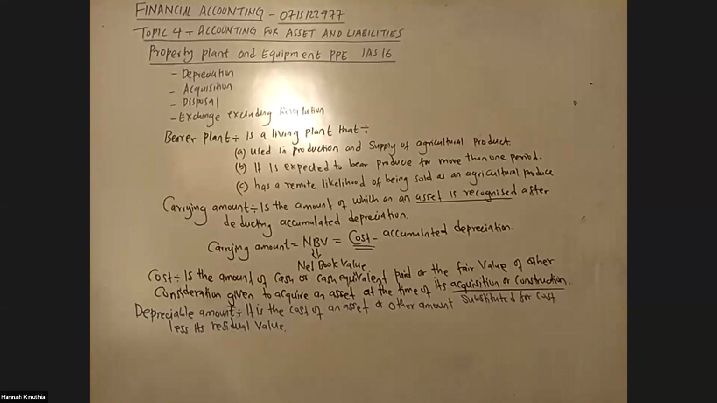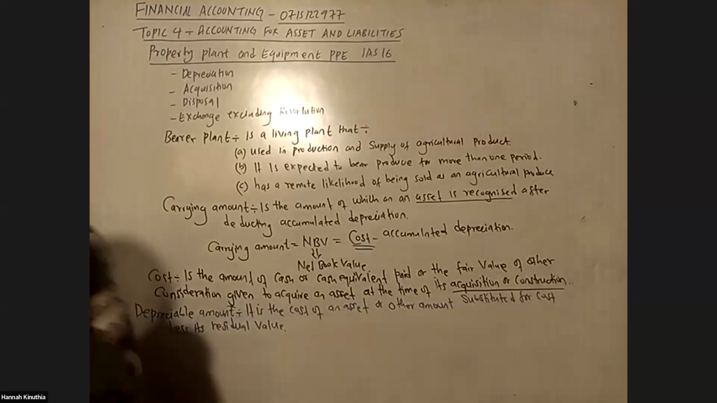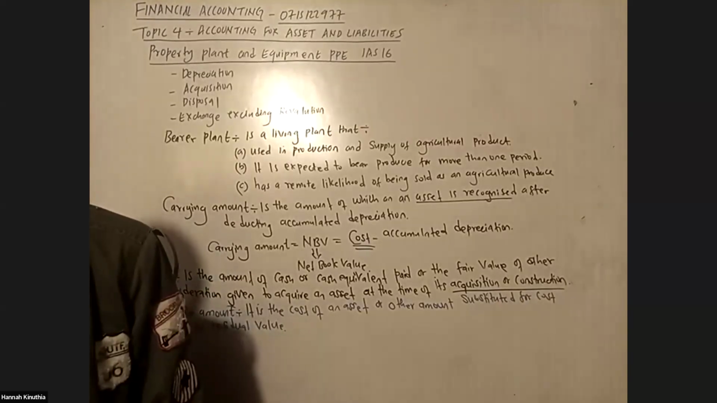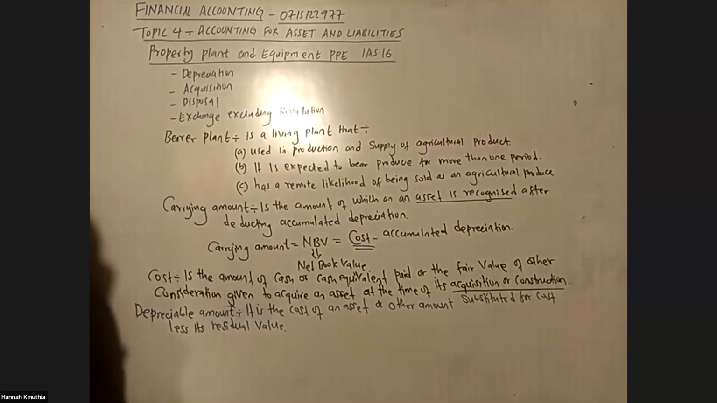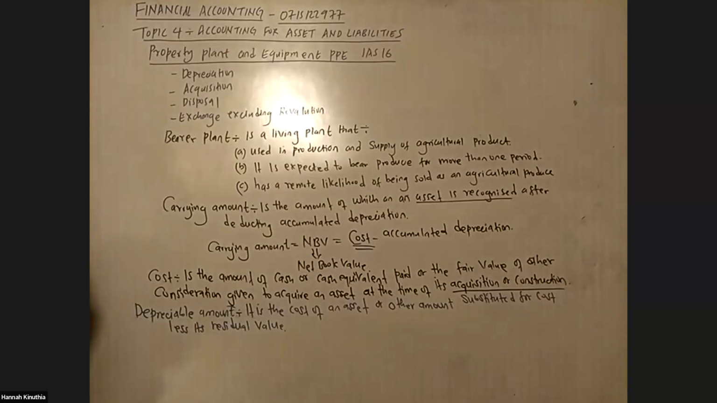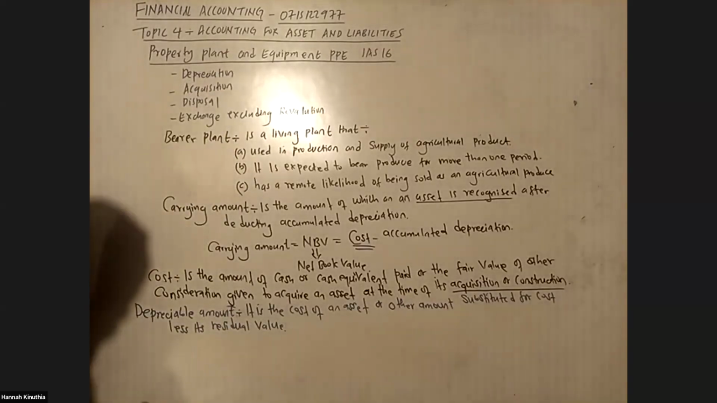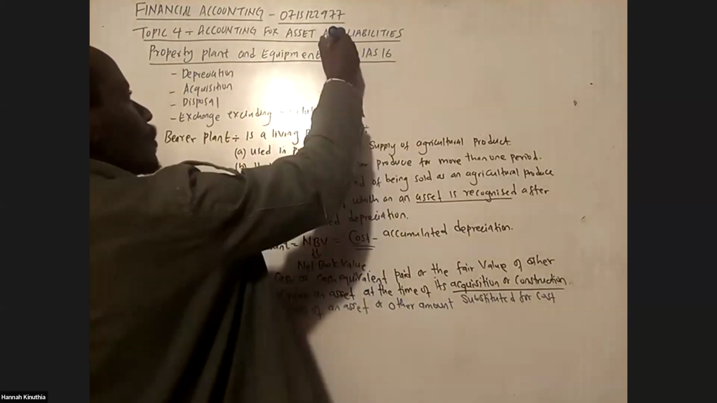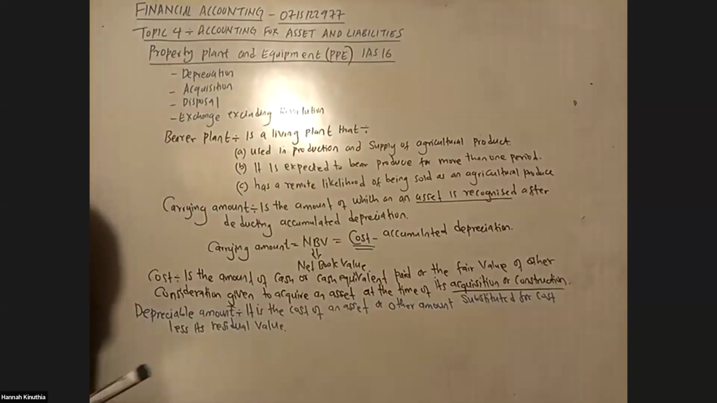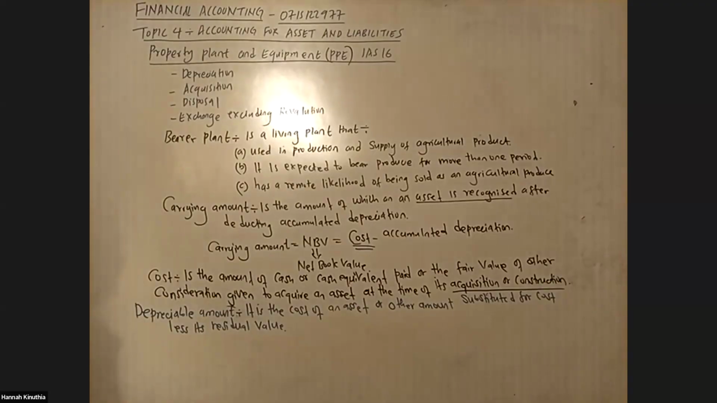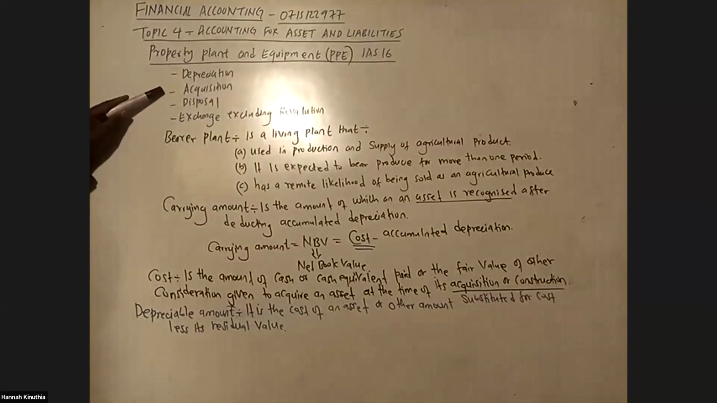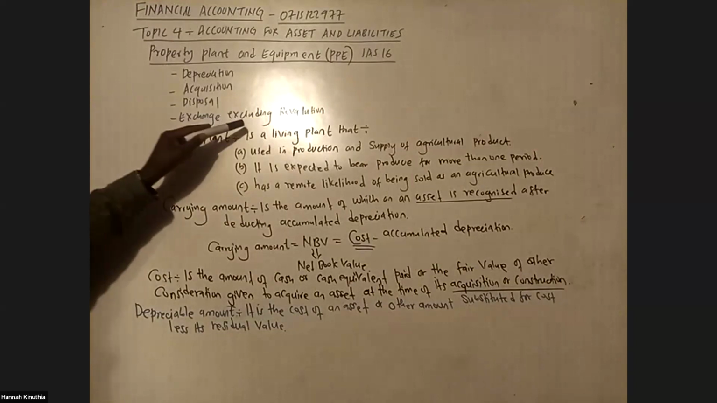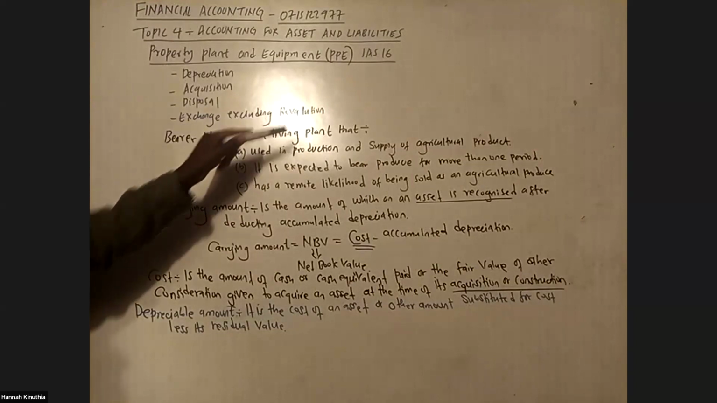Okay, so as I was saying, we are talking about topic 4, that is accounting for assets and liabilities. Specifically, we shall be talking about PPE. PPE means property, plant, and equipment, IAS 16. When we talk about IAS 16, we shall be talking about depreciation, acquisition, disposal, and exchange, excluding revaluation. So we shall not dive into revaluation.